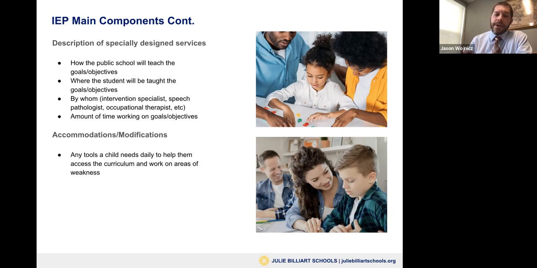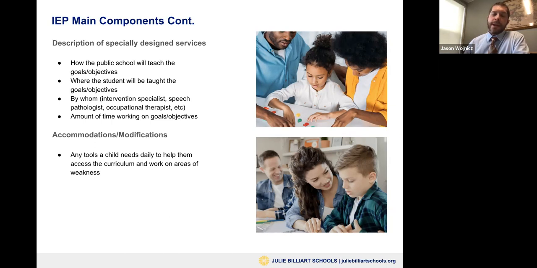And then we get to modifications. When you think of the word modify, the definition of it is to change. And that's what we're doing. We're making a change to the child's instruction.